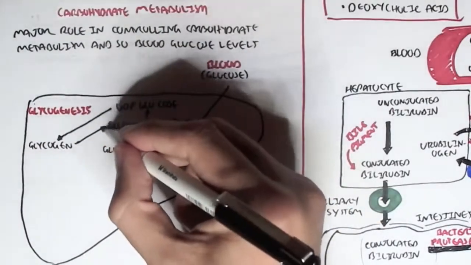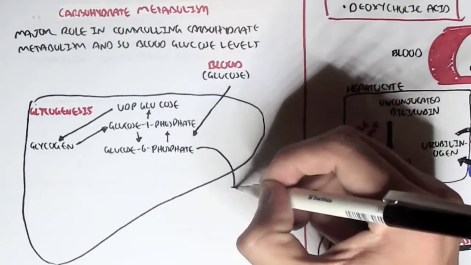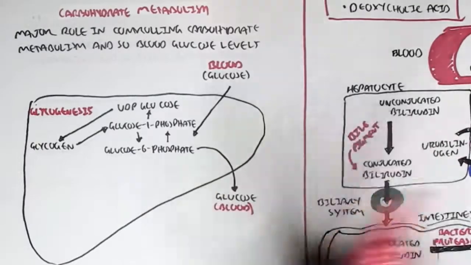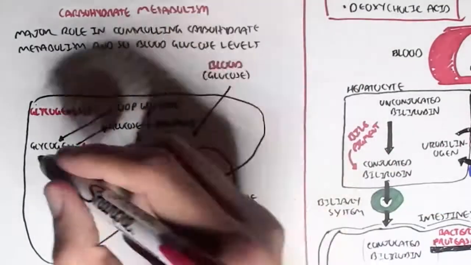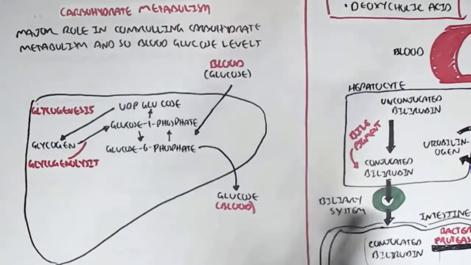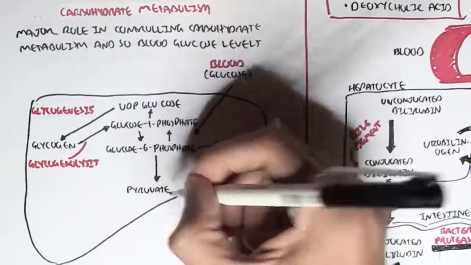So glycogenesis would happen if blood glucose levels are high. If blood glucose levels are low, glycogen will be broken down to bits of glucose 1-phosphate, which will then convert to glucose 6-phosphate, and then to glucose. So then glucose can be released into the blood to increase blood glucose levels. And this process is called glycogenolysis.